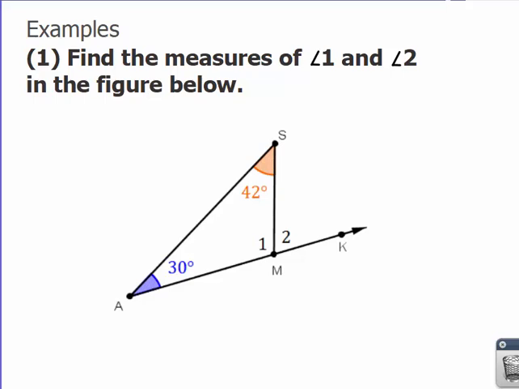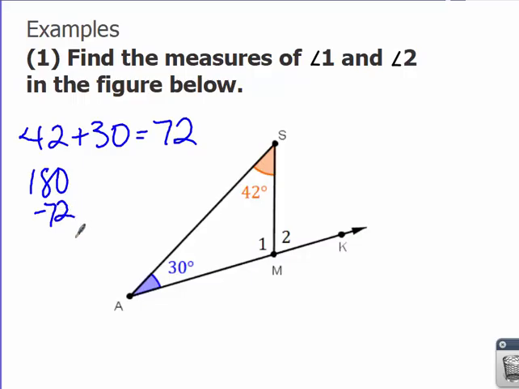Well, there's 2 ways to find the measure of angle 2. One way is you could find the measure of angle 1 and then subtract that amount from 180, because I know angle 1 and angle 2 are supplementary. So if we did that, if I take the 42 and the 30, add that together, subtract that from 180, that's going to give me the measure of angle 1.